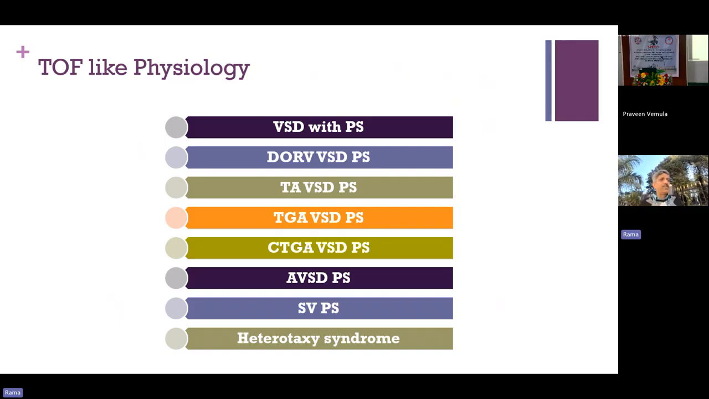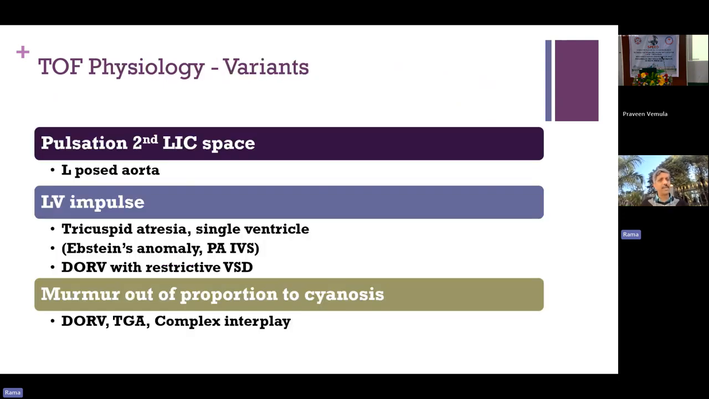So can you clinically distinguish between these things? The moment you have made up your mind, okay, this is tetralogy-like physiology, based on the findings, what are the situations that can be clinically diagnosed with some accuracy, some sensitivity and specificity, is what we are going to discuss. Can you think of something? What are the things that can be diagnosed clinically?